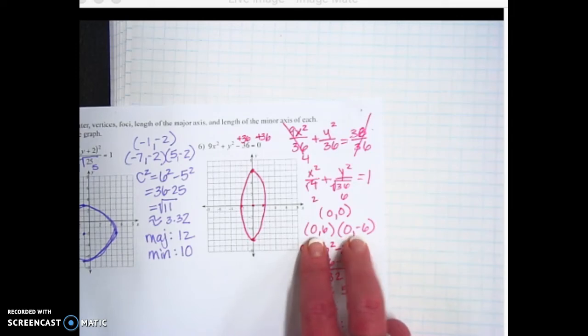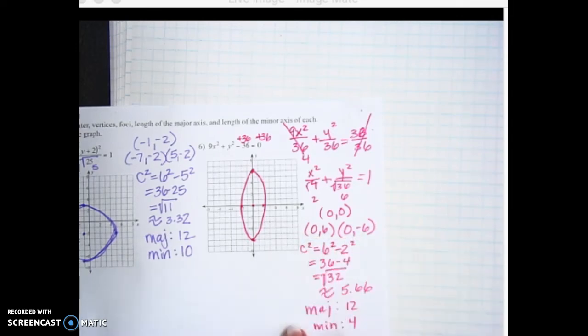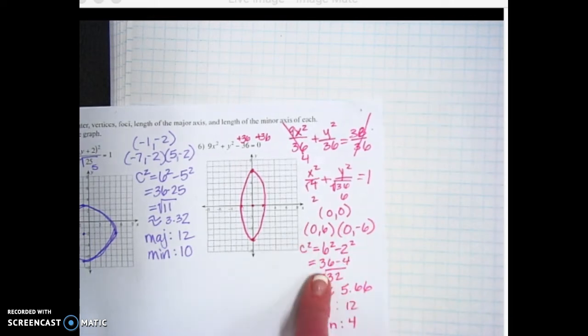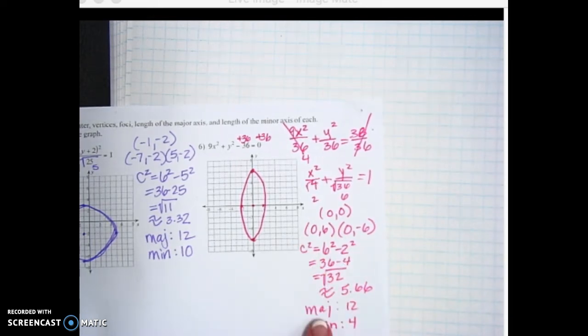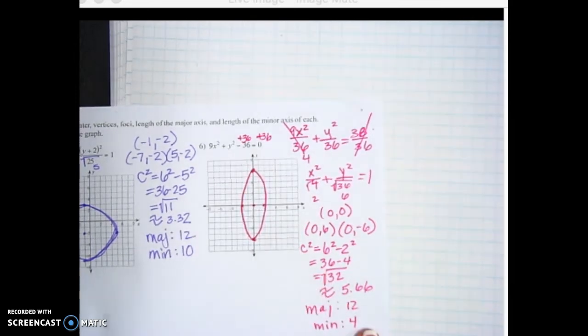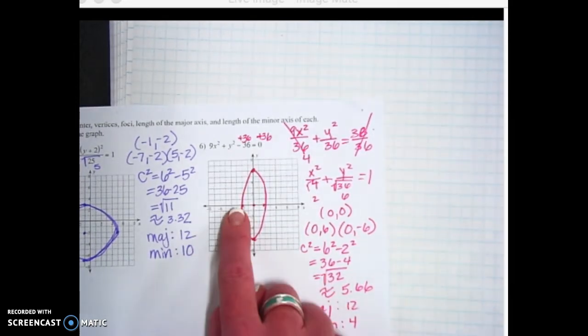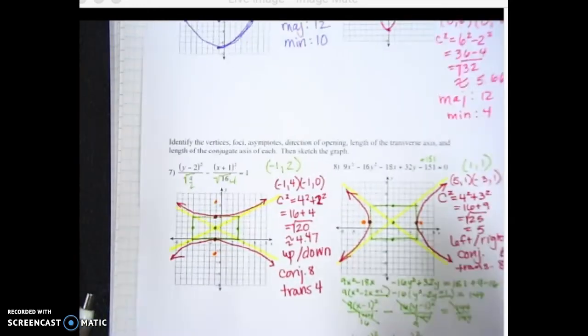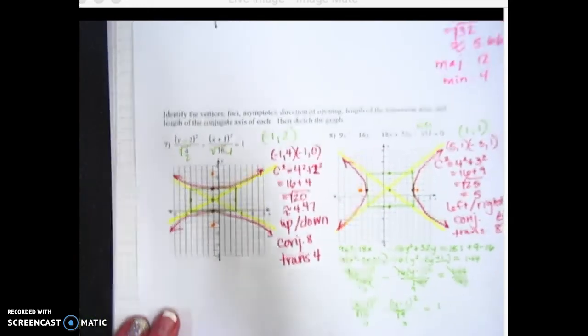vertices at 0, 6 and 0, -6. Find the foci by plugging it into c² = a² - b². Count your major axis, so 12 this way, and your minor axis, the shorter one, is 4. The last two, the hardest ones, the hyperbolas.